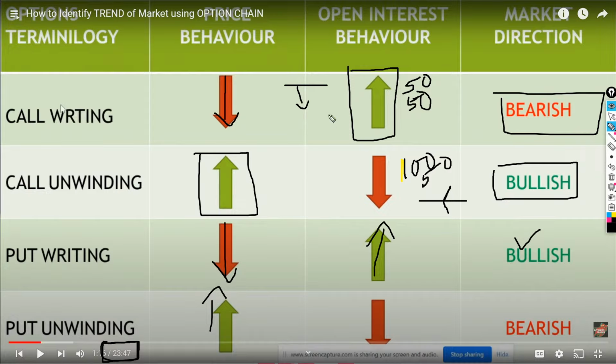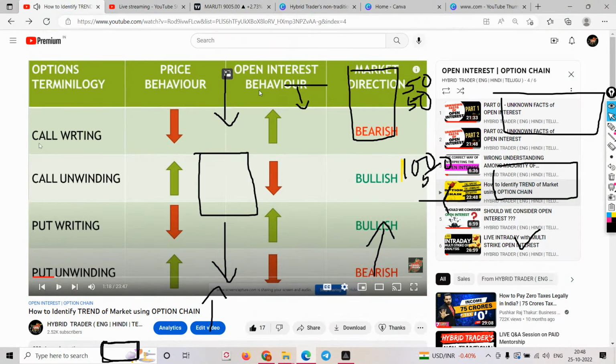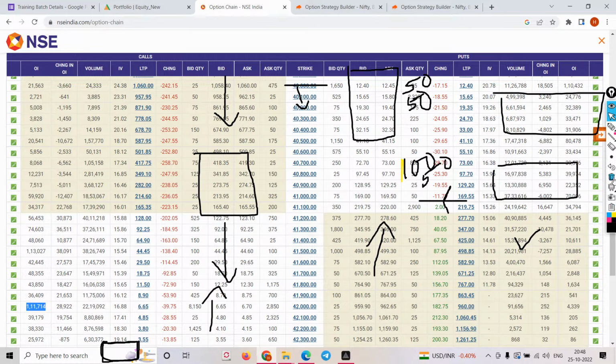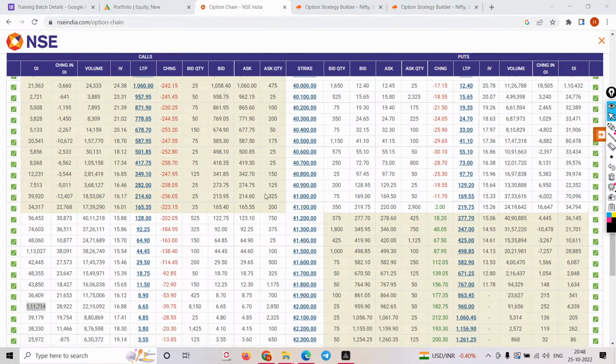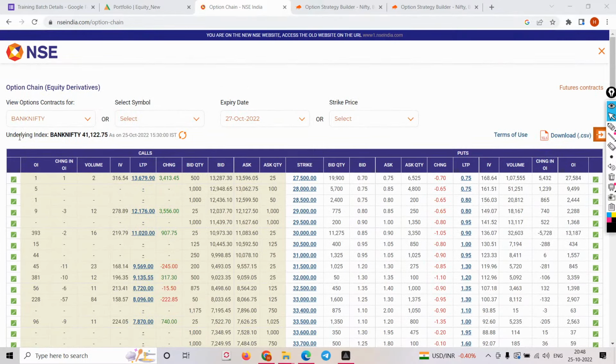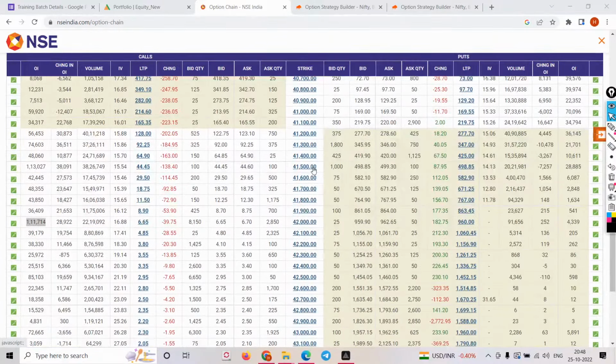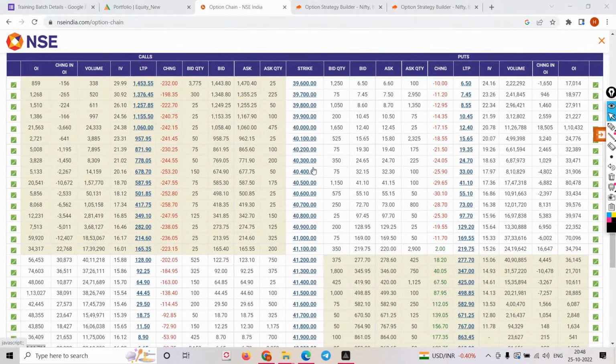Okay, let me show you one practical example. Let me take you to the NSE option chain. Let me know if you guys are able to see my screen, the NSE option chain. I've selected Bank Nifty for 27th October, and I'll show you one live example here itself.